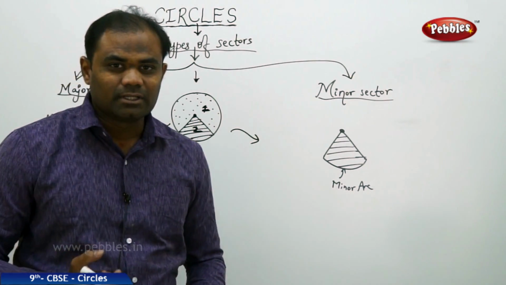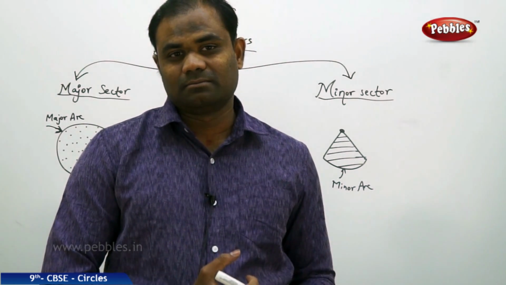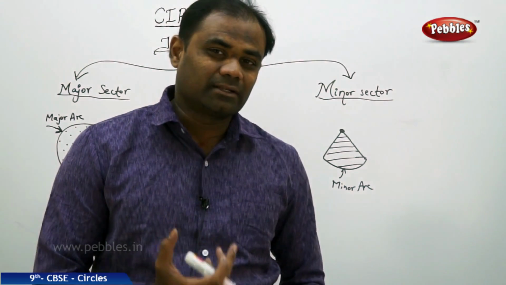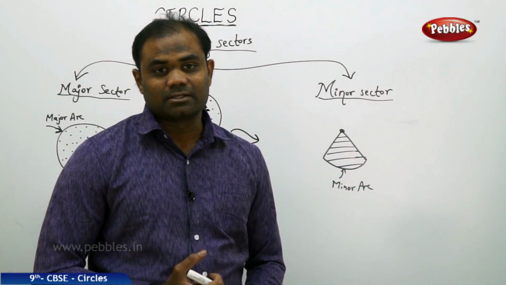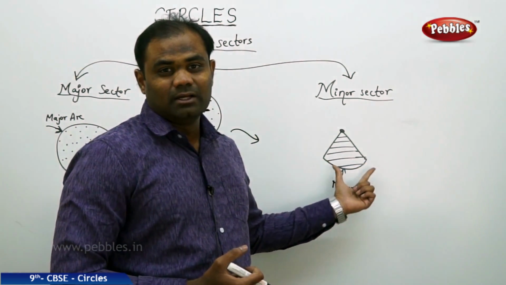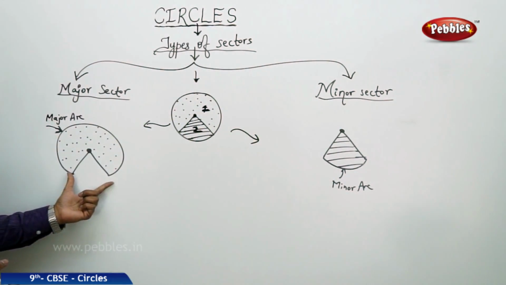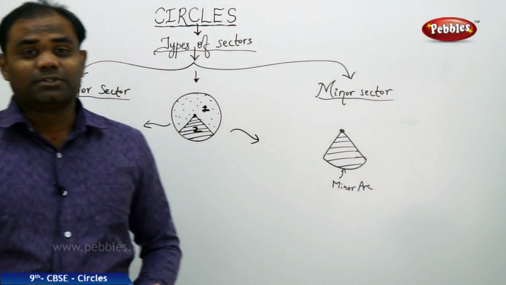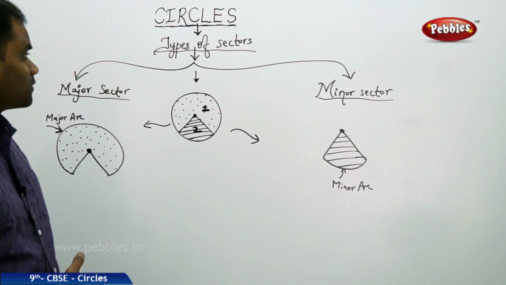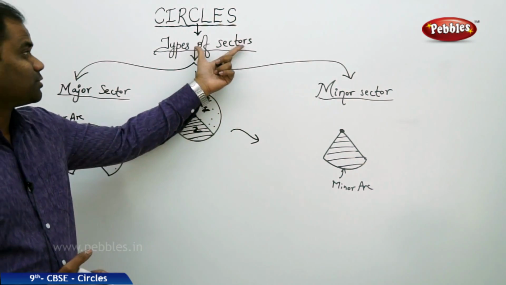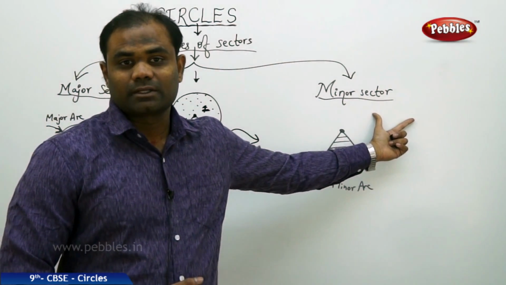Major sector is the sector which involves major arc for the given circle. Minor sector is the sector which involves minor arc for the circle, and hence the smaller piece of the pizza is called minor sector and the major piece of the pizza is called major sector. This is how we define the two types of sectors classified in the branch of circles, major sector and minor sector.